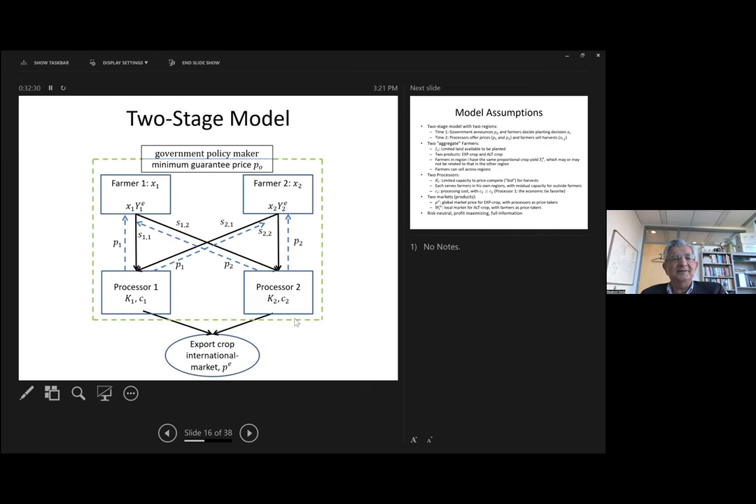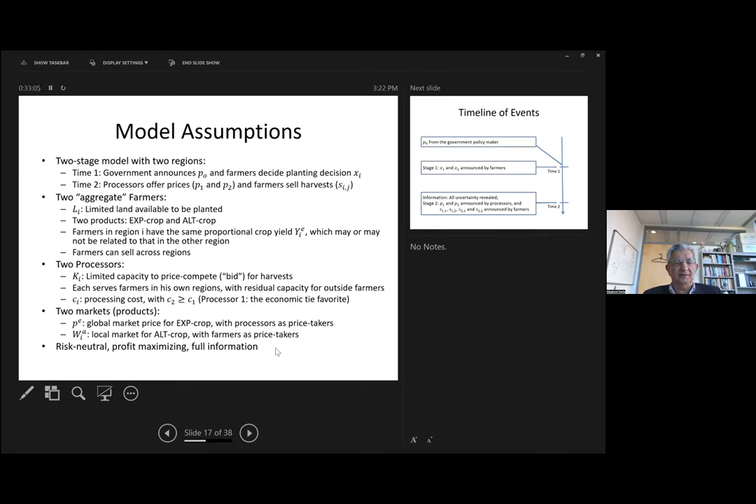But let me get on with this, and let me remind you of our paper, of the model. Government sets some pricing rule. Farmers react by choosing how much to invest. They see a yield. Then they do trading after the harvest is collected. Processors may compete directly or indirectly with each other, and then the product is sold in the open market. So it's a two-stage game. So two regions.